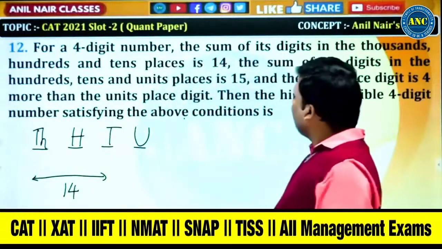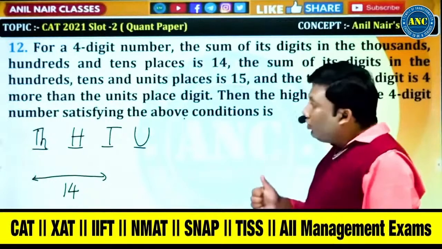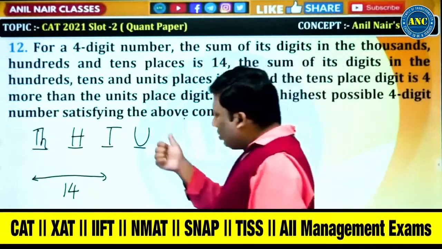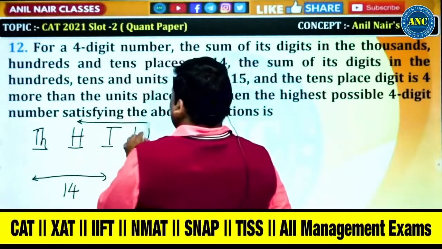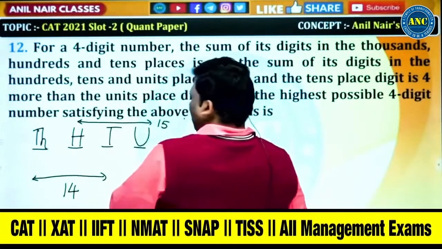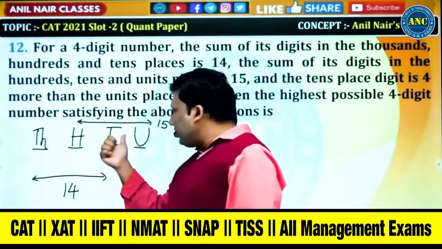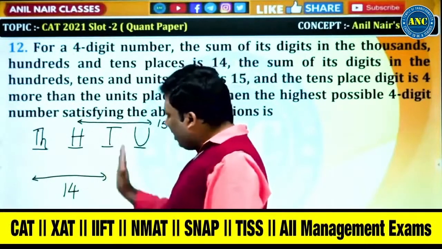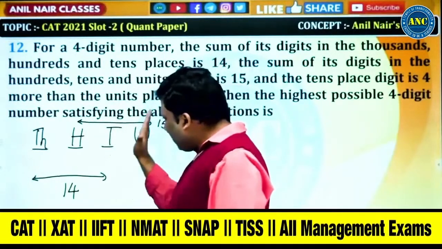Next one: the sum of its digits in the units, tens, and hundreds places, these three. It is 15. Tens, hundreds, and thousands, it is 14. Units, tens, and hundreds, it is 15. This plus this plus this is 14.